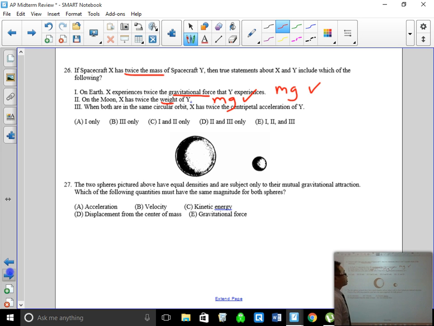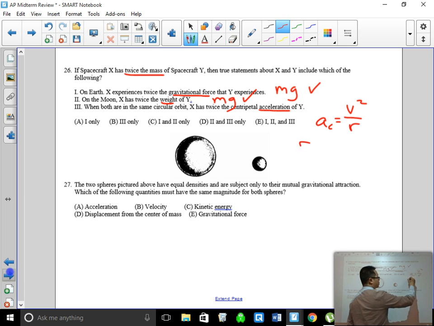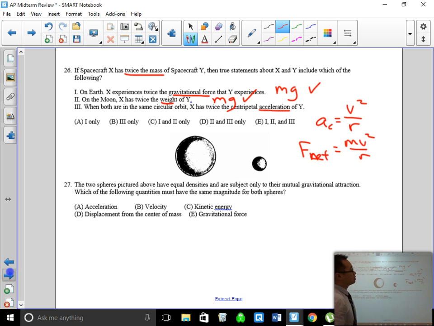When both are in the same circular orbit, X has twice the centripetal acceleration as Y. Now, centripetal acceleration, don't confuse with centripetal force. Centripetal acceleration is v squared over r, while centripetal force, which is really F net, is equal to mv squared over r, or m times a. So ultimately, for the acceleration, it's just based on the change of velocity. It's not based on the mass itself. So 3 does not count. So the answer would be choice C.